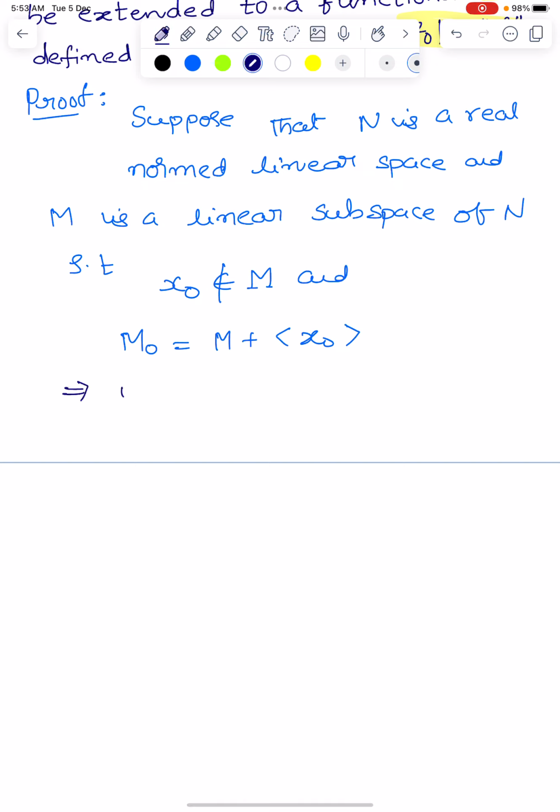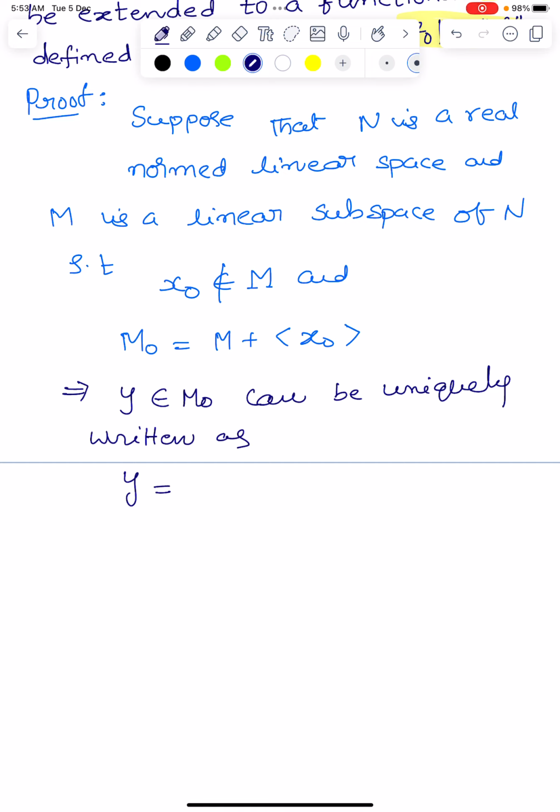It means any element y belonging to M naught can be uniquely expressed as y equals x plus alpha x naught, where x belongs to M and alpha is a real number belonging to R, and x naught is the generator. Remember that this is a unique expression for y. This is true for every element y belonging to M naught. So remember the symbols.